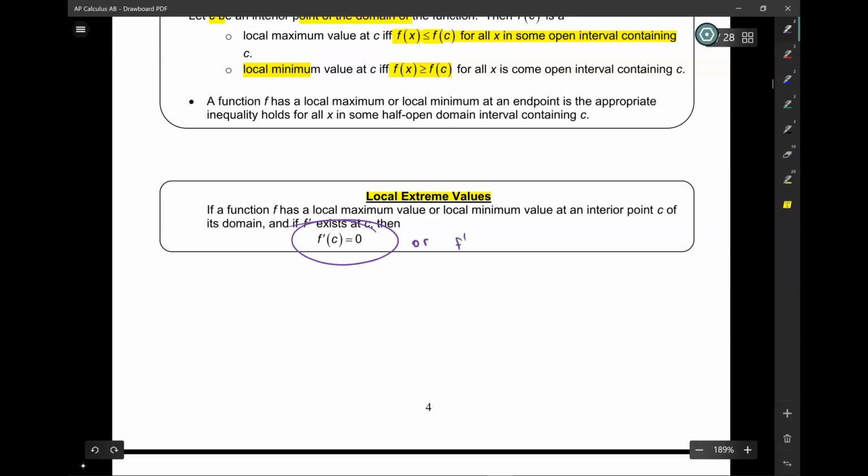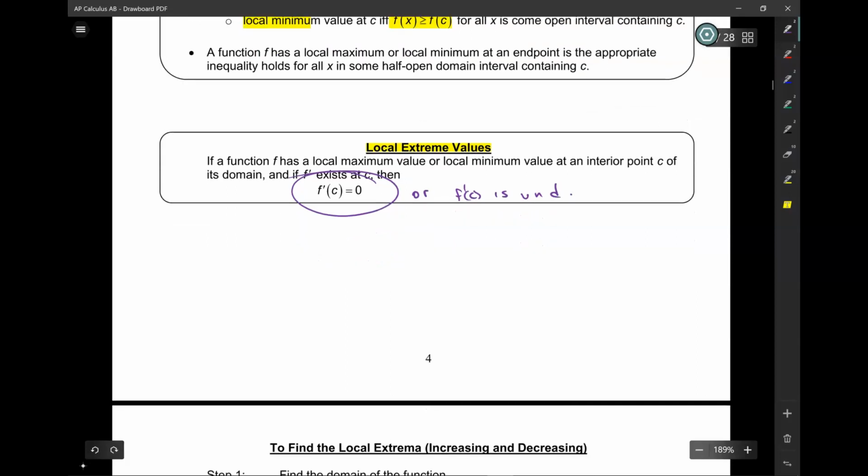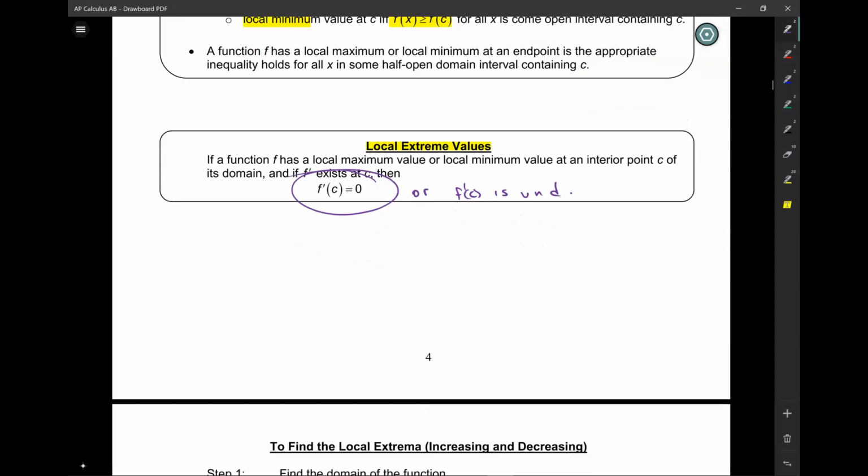Or f prime of c is undefined. But what about the example above, the absolute maximum? It also still has a tangent of 0, right? That's fine.